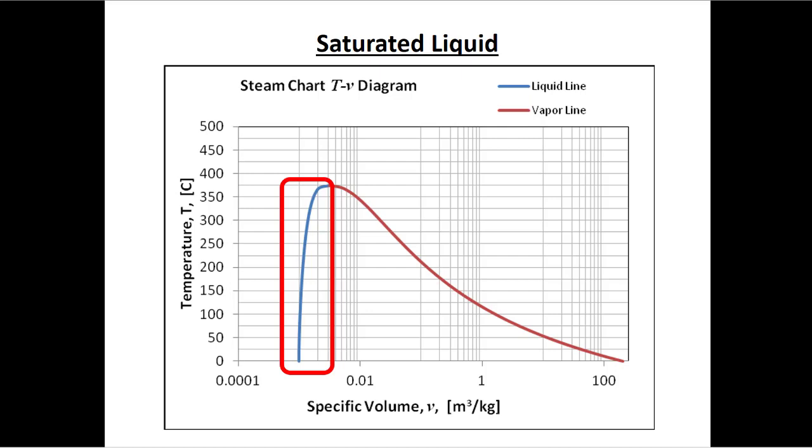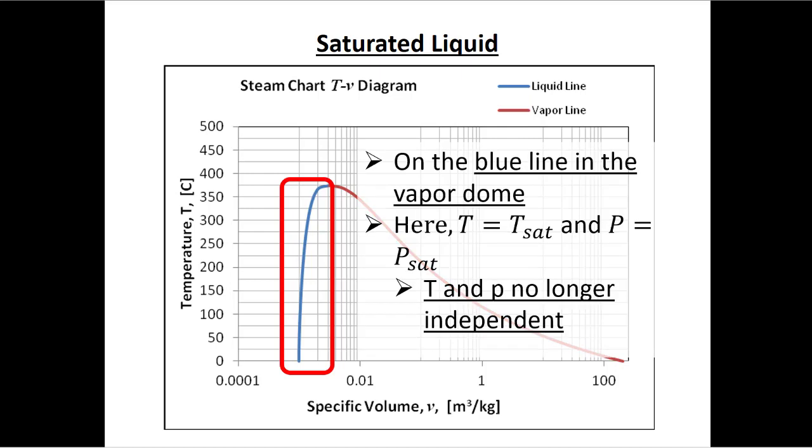Here's the saturated liquid line. So this is the dark blue line here. So the blue line on the vapor dome. So this is, we have all liquid, but the liquid is at the saturation temperature or the boiling temperature for the given pressure. So here, temperature and pressure are no longer independent. This is the line. If you're heating your water up inside a pot to make your mac and cheese, then this is the point where temperature and pressure are no longer independent.